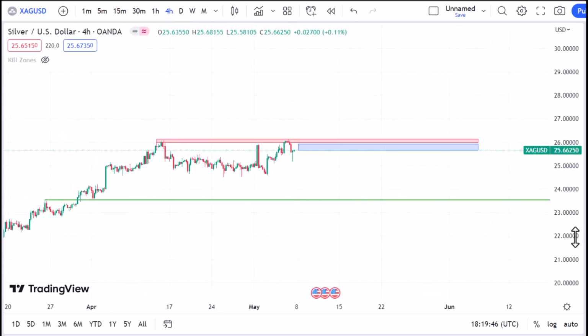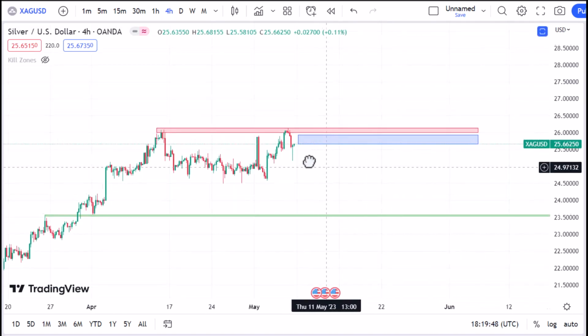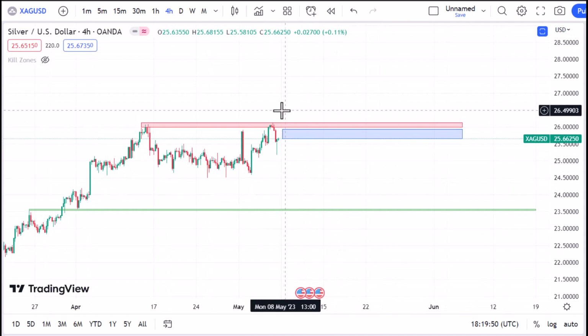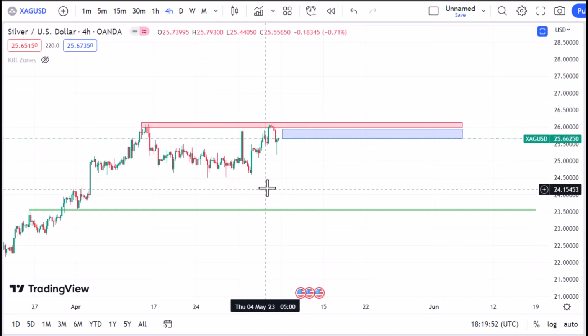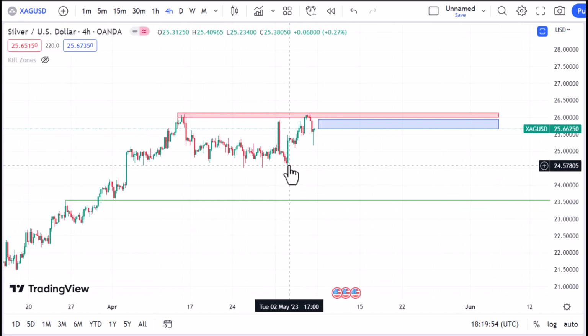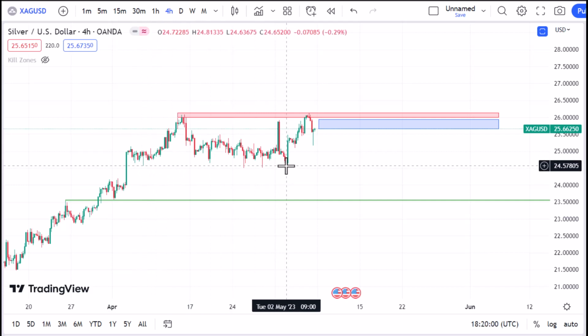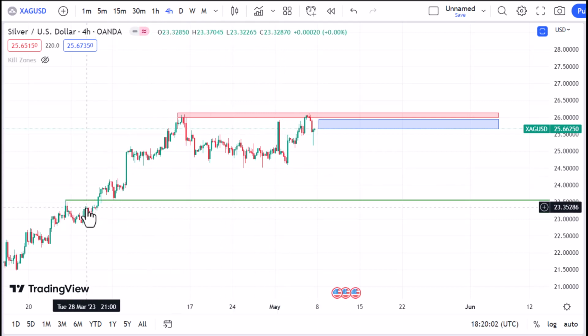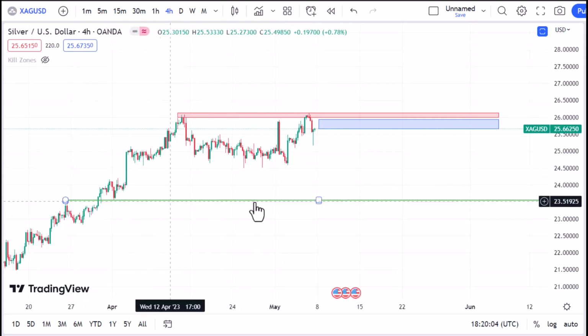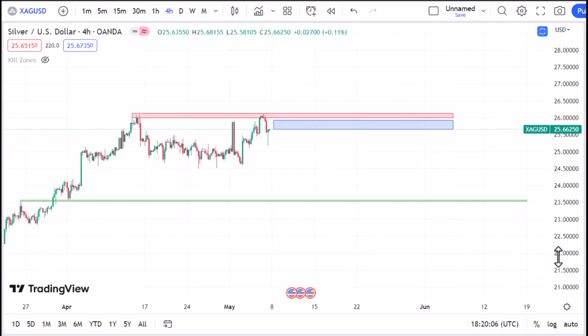Our trade area is this blue area, and we have to put our stop loss above these highs. And as you can see, we have a support area here, but this support area has a lot of equal areas to it. So this is going to be a weak support area, but there is a much stronger support area below it that I've pre-drawn for you.